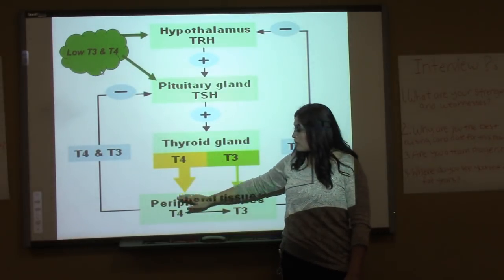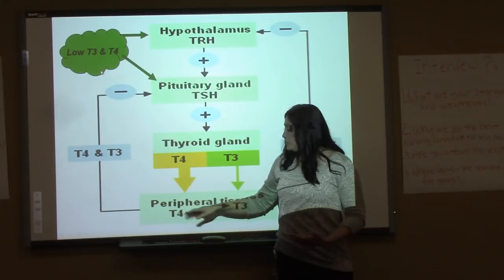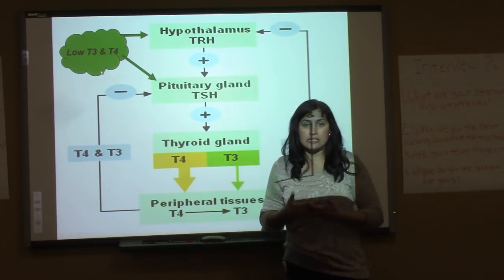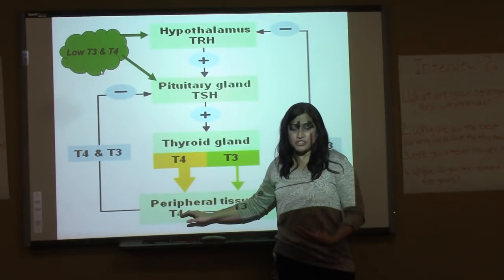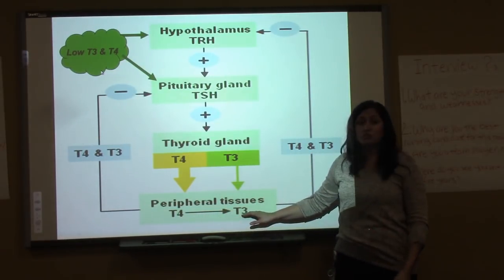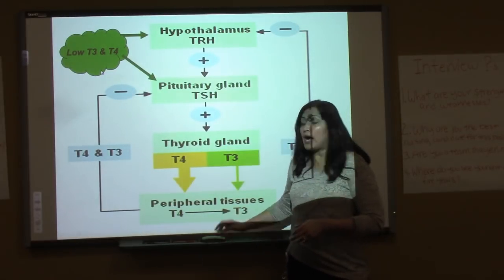When these hormones arrive to your peripheral tissues, your peripheral tissues cannot utilize T4. So any T4 that has arrived to the peripheral tissues is converted back into T3 via an enzyme called iodinase.